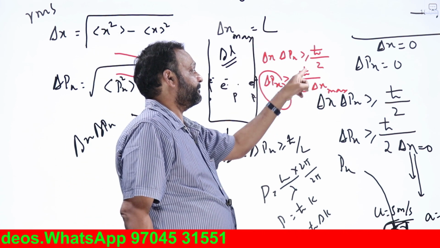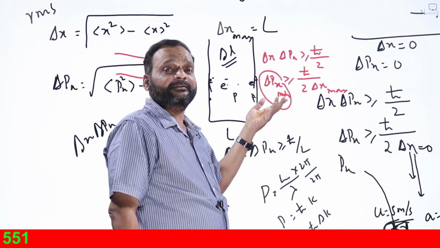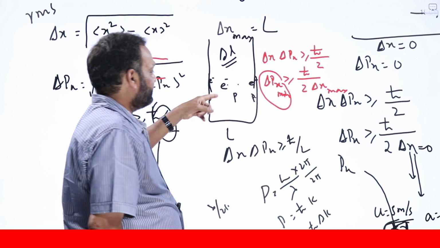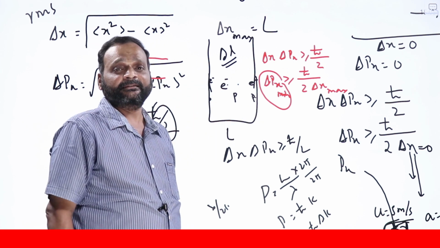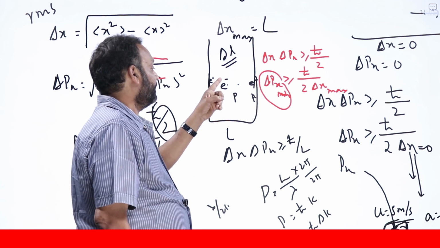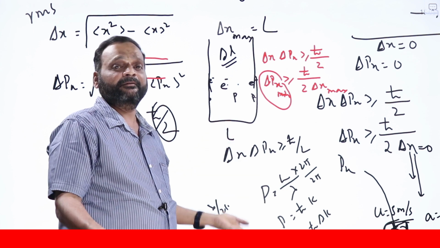When delta x maximum is the same, h bar by 2 is anyway constant. So what about delta px? Delta px will be the same for both. Means the uncertainty in their momenta will be the same for both the particles, the momentum uncertainty for the electron and for the proton will be the same.